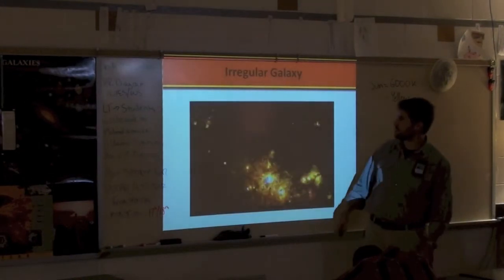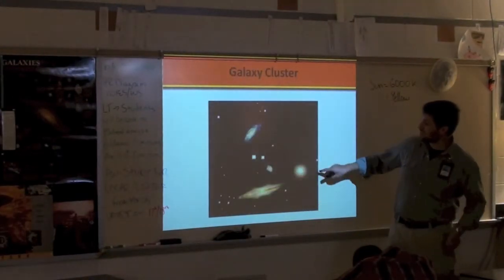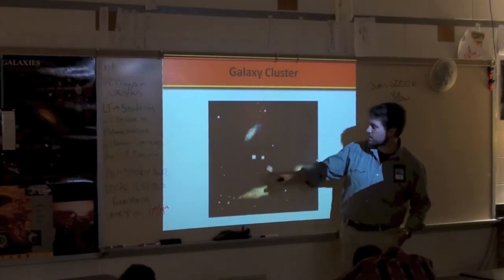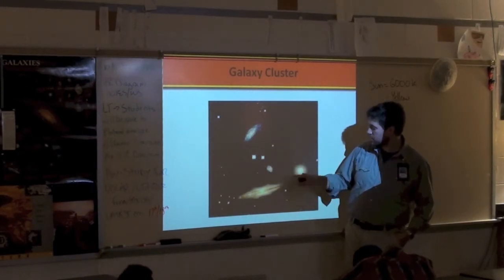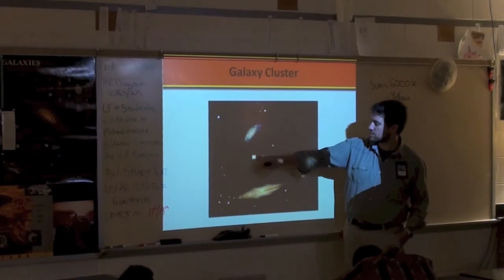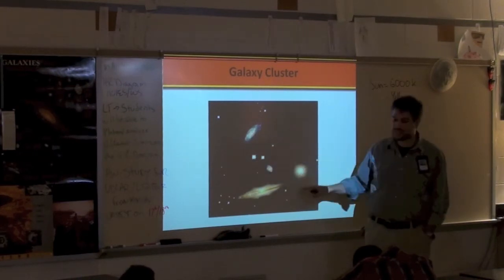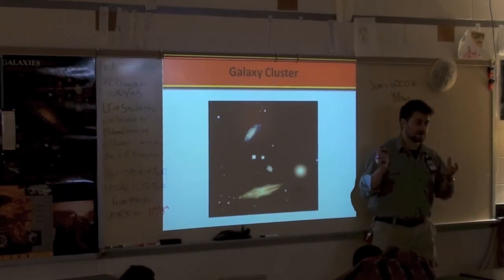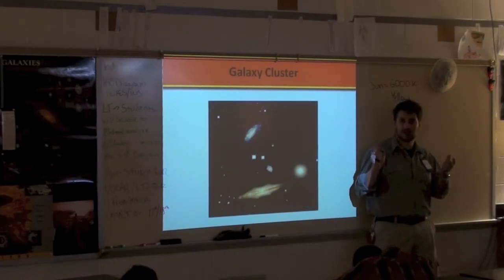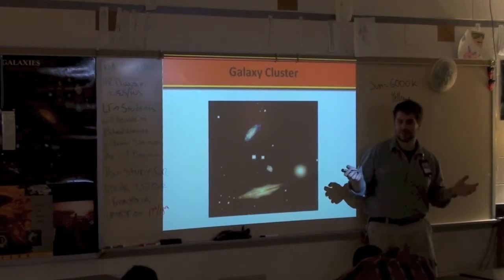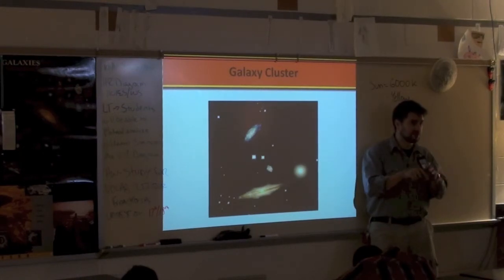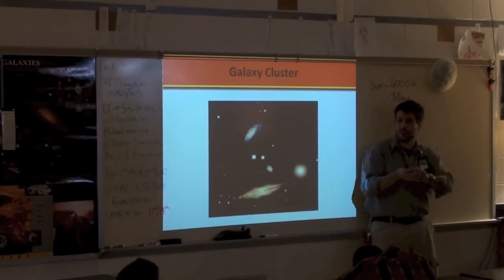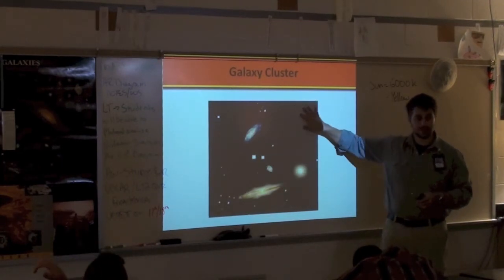Sometimes you get, this is an irregular galaxy. Here's a galaxy cluster. So here we have spiral, spiral, spiral, elliptical, maybe two ellipticals and some other ellipticals, where these galaxies are all grouped together. Together means they're kind of close to each other by hundreds and thousands of light years. However, they're not exactly touching each other. They're kind of clustered together, and then way over here, there's nothing. It's just space.